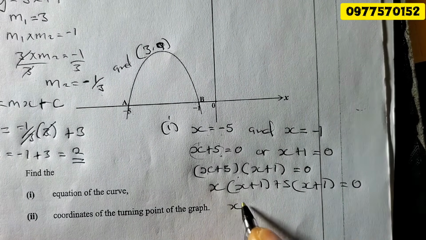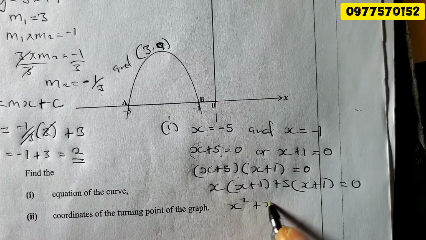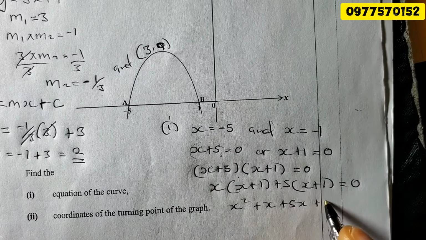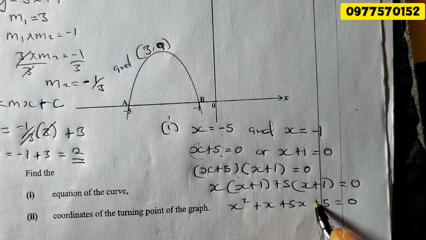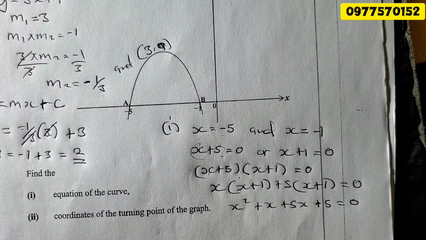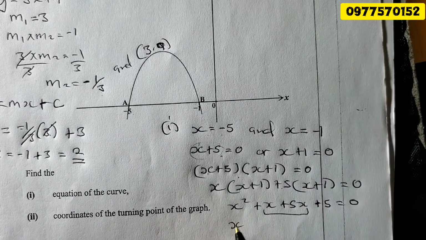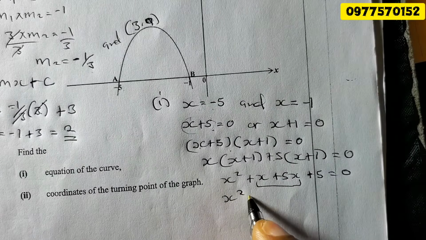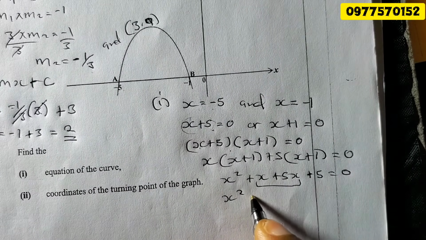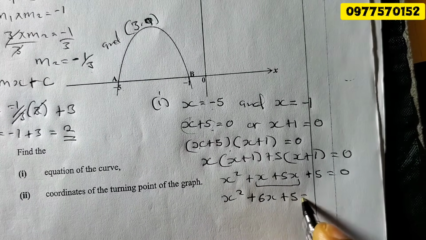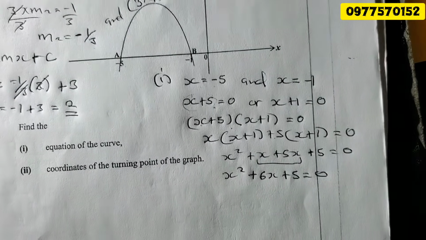So x times x, x squared, x times 1, x, 5 times x, 5x, 5 times 1 is 5 is equals to 0. Do you have like terms? Let me check nicely. Yes, here, these are like terms. So x squared, x plus 5x is just 6x plus 5 is equals to 0. You see, this is the equation.